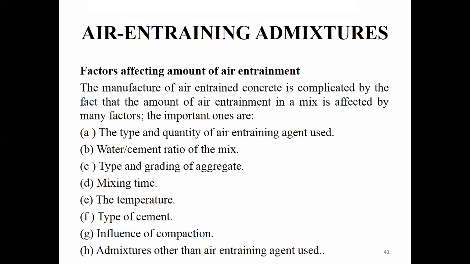If you are adding an intermediate water cement ratio, that is in the second case, intermediate means somewhere in the range of 0.4 to 0.6, like 0.5, there will be a little bit of increase in the amount of air bubbles in the concrete. When you are using a higher water cement ratio, there will be more air bubbles present in the concrete. So a large amount of air entrainment is produced when you are adding a higher water cement ratio.